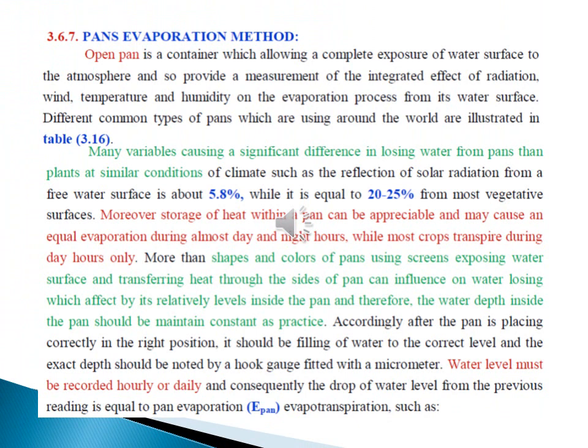Pan evaporation method. An open pan is a container allowing complete exposure of the water surface to the atmosphere, and so provides a measurement of the integrated effect of radiation, wind, temperature, and humidity on the evaporation process from its water surface. Many variables cause a significant difference in water loss from a pan compared to plants at similar climate conditions, such as the difference in reflection of solar radiation by water versus vegetation, and storage of heat within the pan itself. More, the shapes and colors of pans also affect it.